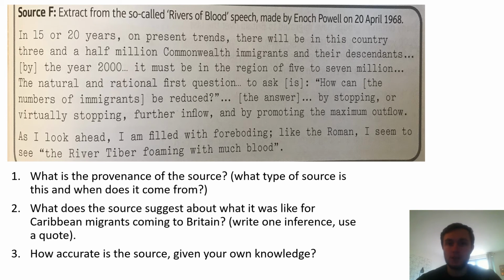So, similar task, but this time you're not going to get any help. So source F, read the Rivers of Blood speech made by Enoch Powell there, and then 3 questions to answer, the same ones as the last one, but I've introduced a new word in question 1, provenance. And all that means is what type of source is it and where is it from, so the provenance of the source. So answer those 3 questions in full sentences, pause the video and complete this task.